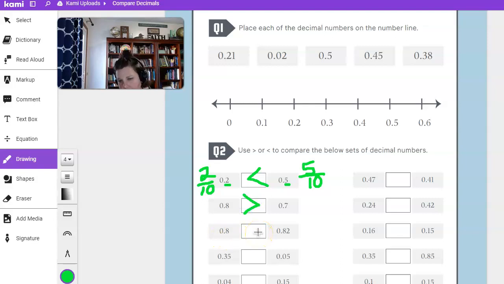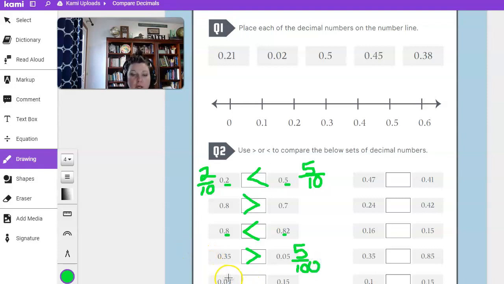8/10 compared to 82/100. Well, the 8 in the tenths place is the same, but I have 2 extra pennies here because there are 2 in the hundredths place. So 82 cents is more than 80 cents. 0.35 or 0.05? 0.35 would be like 35 cents compared to 5 out of 100 or 5 pennies.